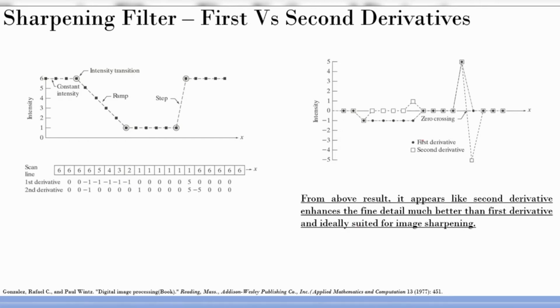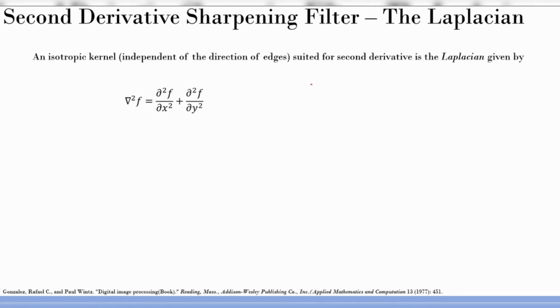Okay, so we are here, and let's go to the second derivative part, where we now understood that it is giving you better results in terms of sharpening or the edge effect from this example. And let's see the most fundamental 2D filter, I would say, which is the Laplacian. You might have heard about the Laplacian operator, or seen this before, the del square f, right?